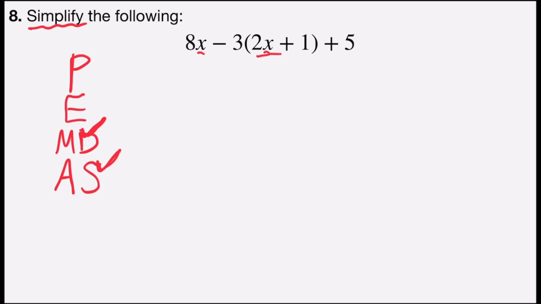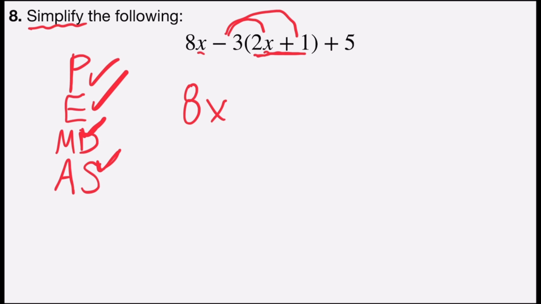So if I look in my parentheses, 2x plus 1, there's no work in parentheses because those are not like terms. I have no workable exponents, and so I look for multiplication or division in the form of the distributive property. Negative 3 times 2x and negative 3 times 1 is where I'll begin the problem.